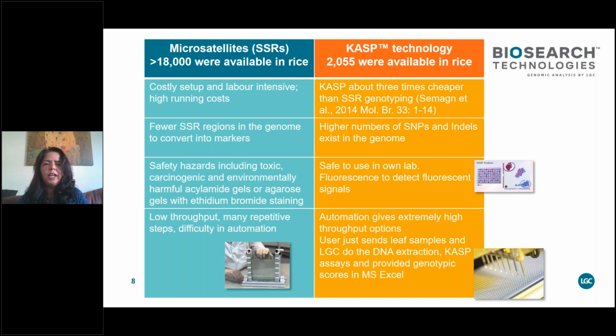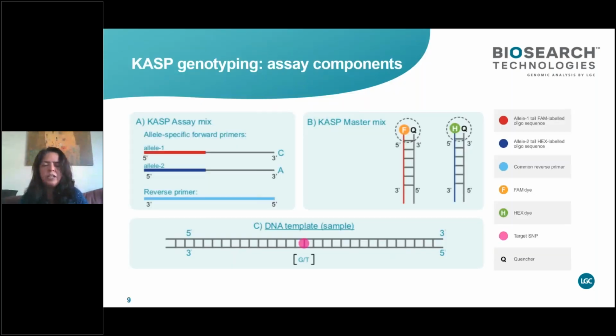So looking at KASP technology in more detail, KASP chemistry is a PCR-based genotyping option which involves an amplification of specific regions of DNA using primers. As part of the KASP genotyping, the assay components include a primer mix, and this is typically 2 allele-specific forward primers and a single common reverse primer.